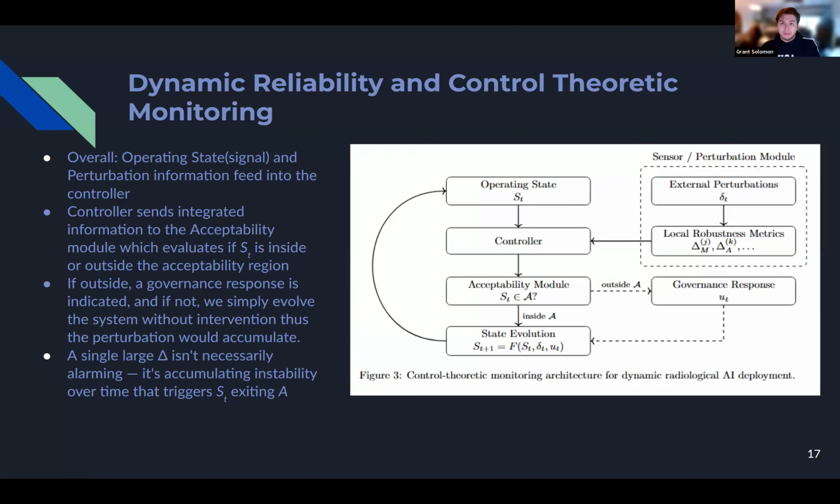The whole point is the perturbations build up over time. One perturbation doesn't just send the system out of control.